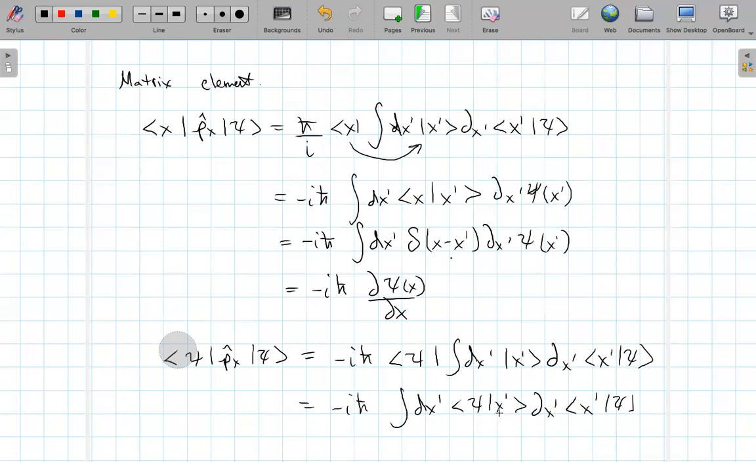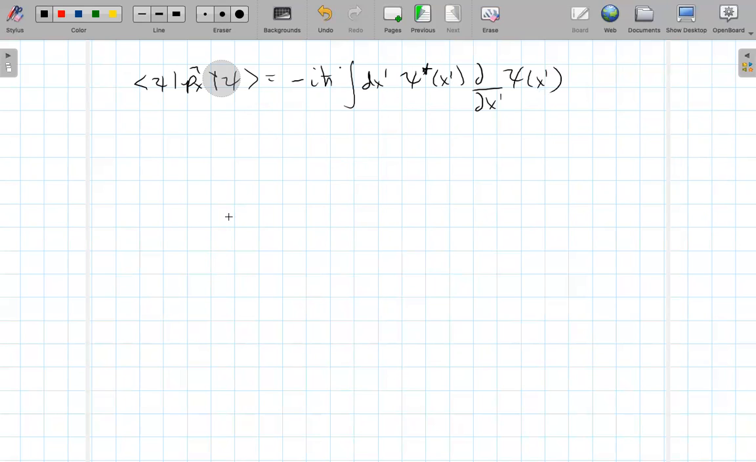But remember, this is the wave function, so this is the star of the wave function. So finally, from here, what we get is that the expectation value of the momentum, in position space, then is equal to minus i h bar integral dx prime of then psi star of x prime, partial x prime, psi of x prime. Okay. And this is all equal to the expectation value of the momentum.